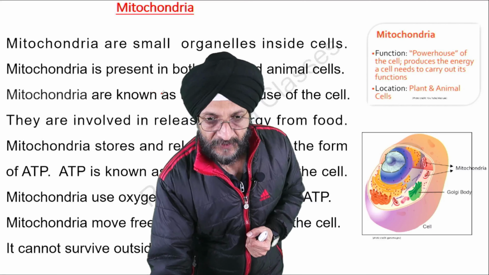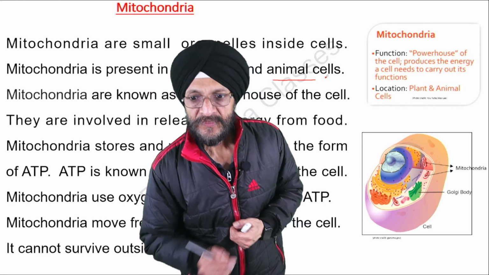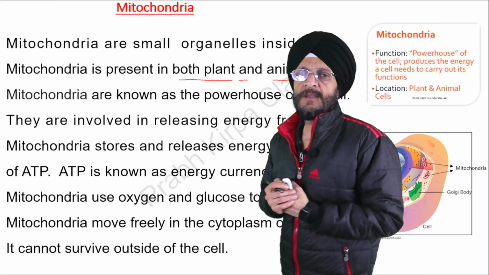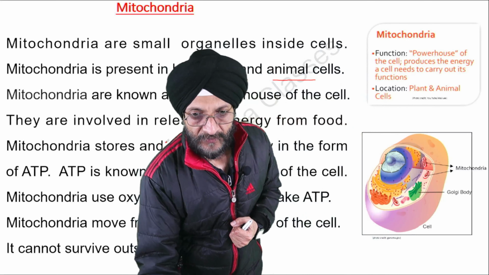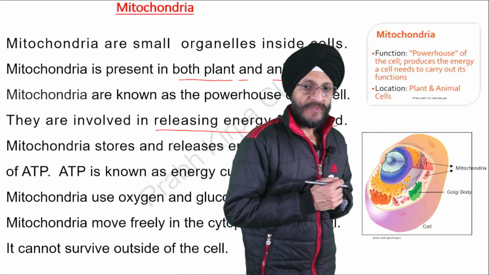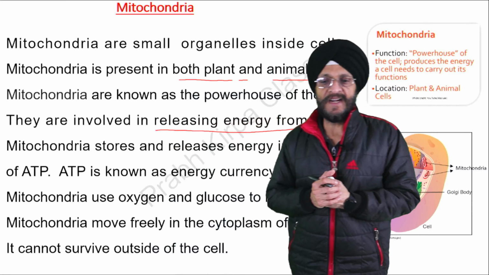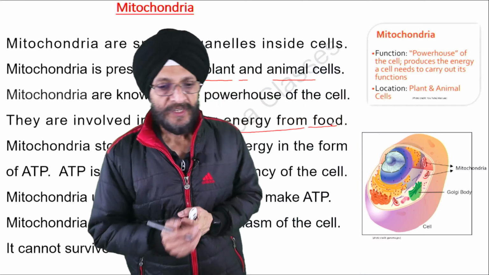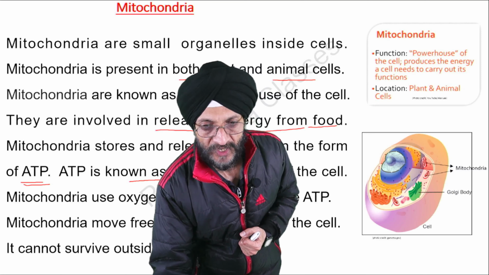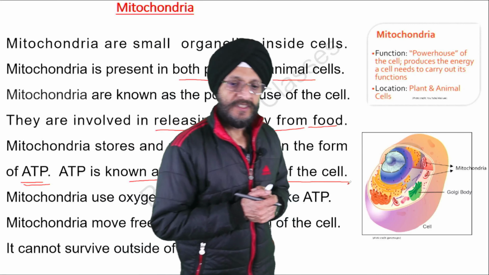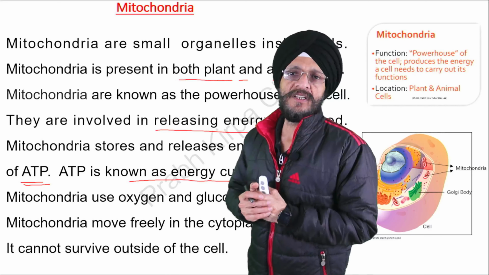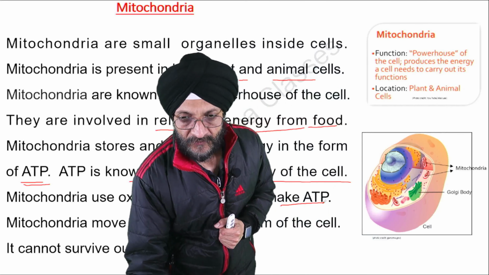Mitochondria are present in both plant and animal cells. Mitochondria are known as the powerhouse of the cell. They are involved in releasing energy from food. Mitochondria store and release energy in the form of ATP. ATP is known as the energy currency of the cell. Mitochondria use oxygen and glucose to make ATP.